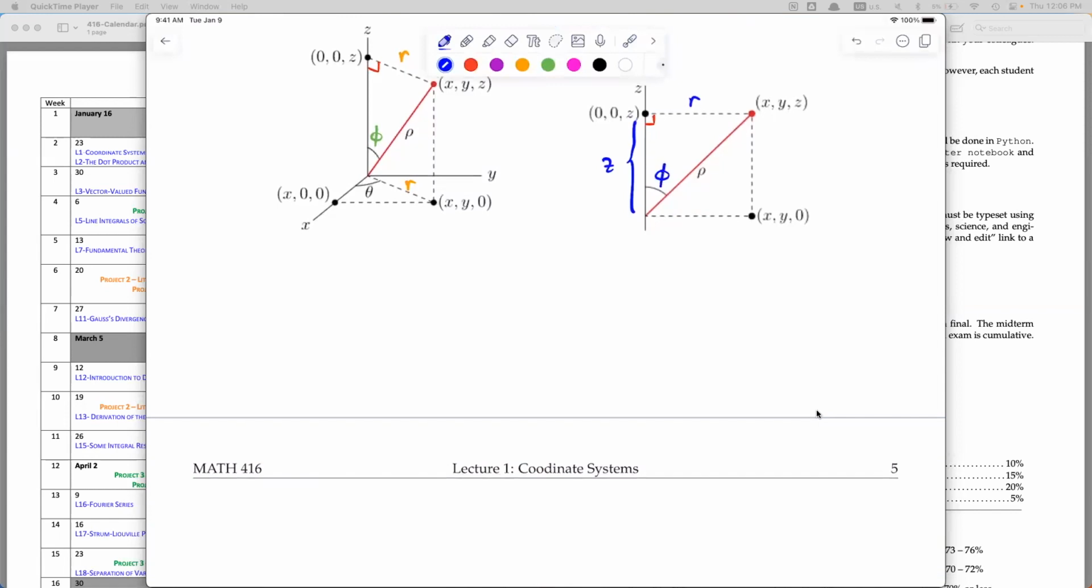Now we're going to start with cosine of phi and then sine of phi. So cosine of phi is the adjacent over the hypotenuse. The adjacent is Z. The hypotenuse is rho. Therefore, you have Z equal to rho times cosine of phi. And for sine of phi, you have the opposite, which is R, over the hypotenuse, or R is equal to rho times sine of phi.